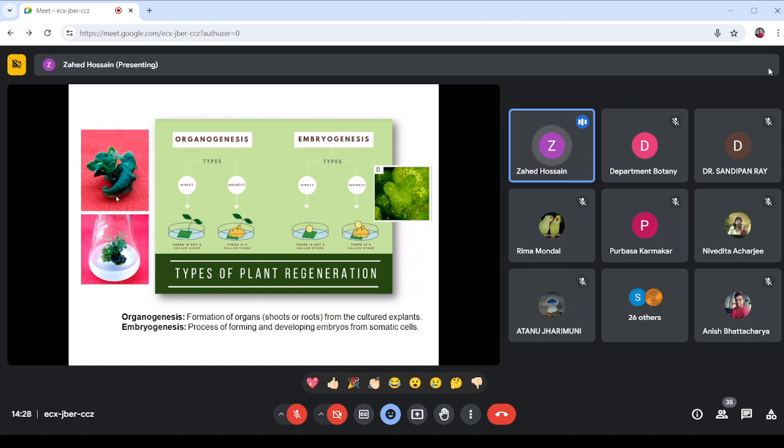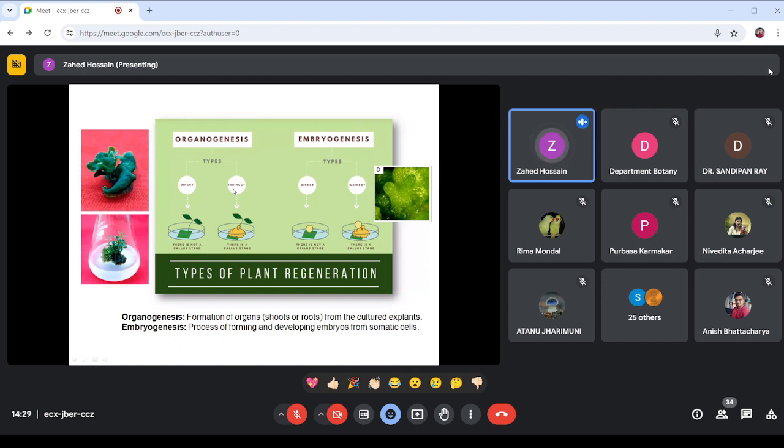So based on these, you can differentiate plant regeneration, either it is under organogenesis or it may be embryogenesis. So development of an organ, it may be a shoot, it may be a root, from the cultured explant is known as organogenesis. And formation of an embryo, meaning a somatic embryo, is known as embryogenesis. The organogenesis and the embryogenesis, these are the two different types of plant regeneration methods or modes. But organogenesis again may be direct or indirect.